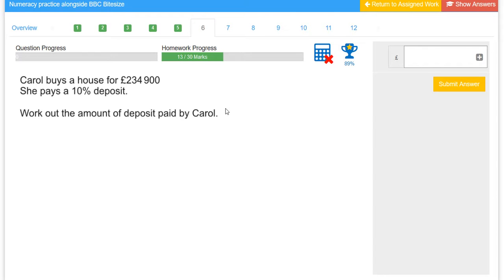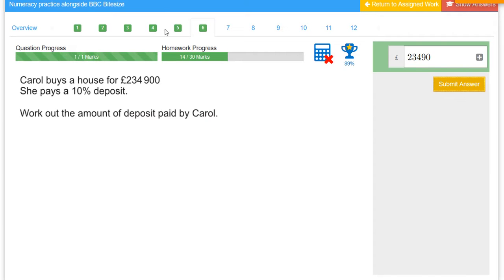Carol buys a house for that much money, pays 10%. How much does she pay? Well, it's 1/10 of that. So I reckon that if we put in 234,900, that's what it would be normally. We're going to take 10%, so it's 1/10 of that. And the quick way to really is just knock off the 0 on this occasion, so it should be that much money.